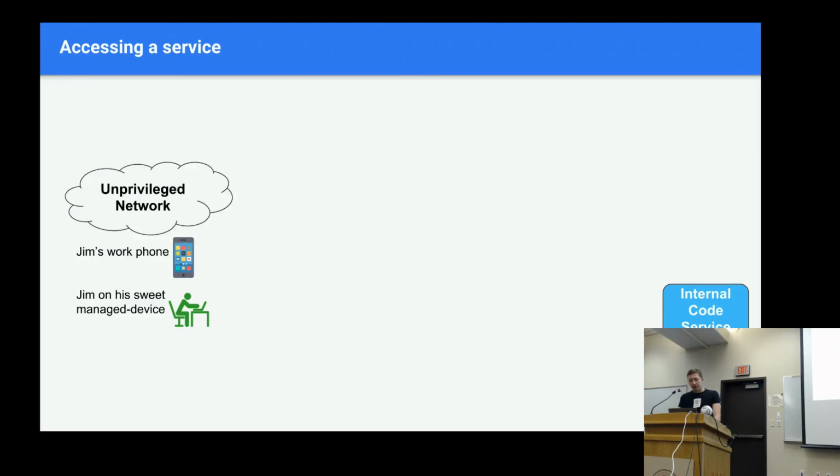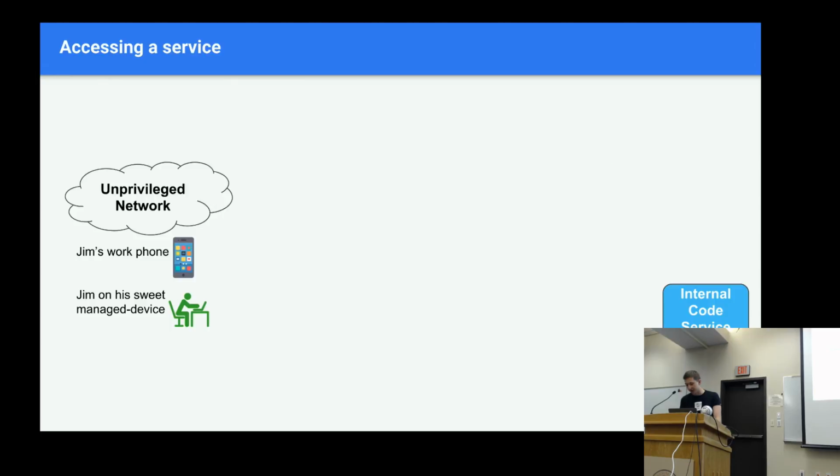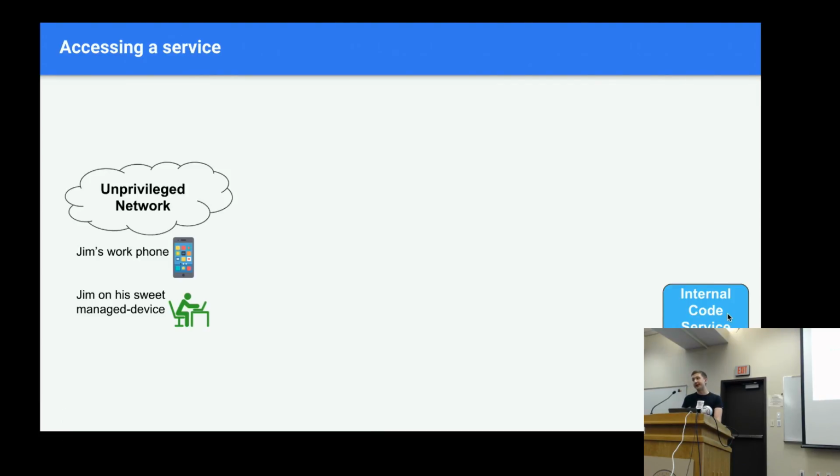So we've got Jim sitting in Colorado at a Starbucks maybe, and he's on his sweet new managed device. He's got his work phone, obviously, in case the boss calls or whatever. And he wants to get to this internal code service. What we call Jim is a high-impact developer, and he needs to contribute some code. It's like 4 a.m. maybe, and Jim's really cranking out stuff, and we don't want to impact his developer velocity at all.